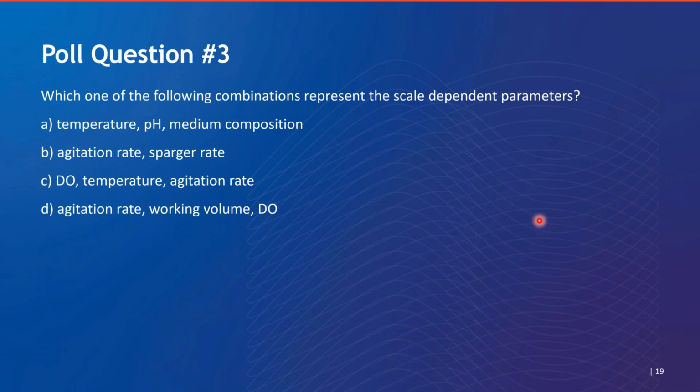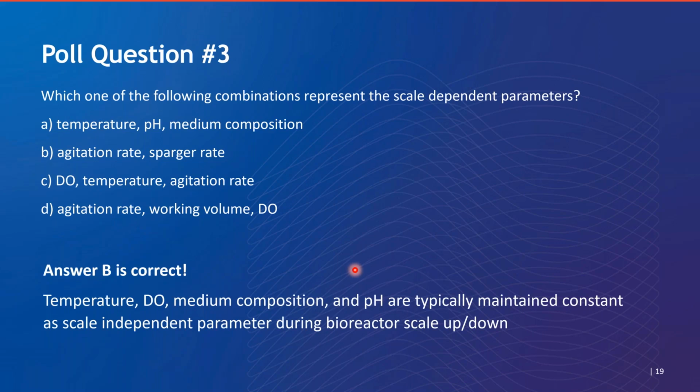Sure, I'm very excited by the results. I see a lack of diversity in results. The correct answer that I'm going to share with everyone is answer B. Temperature, dissolved oxygen, medium composition, and pH are typically maintained constant as scale-independent parameters during the bioreactor scale up or scale down. So the answer B, agitation rate and sparger rate, are considered scale-dependent parameters. Good to know.